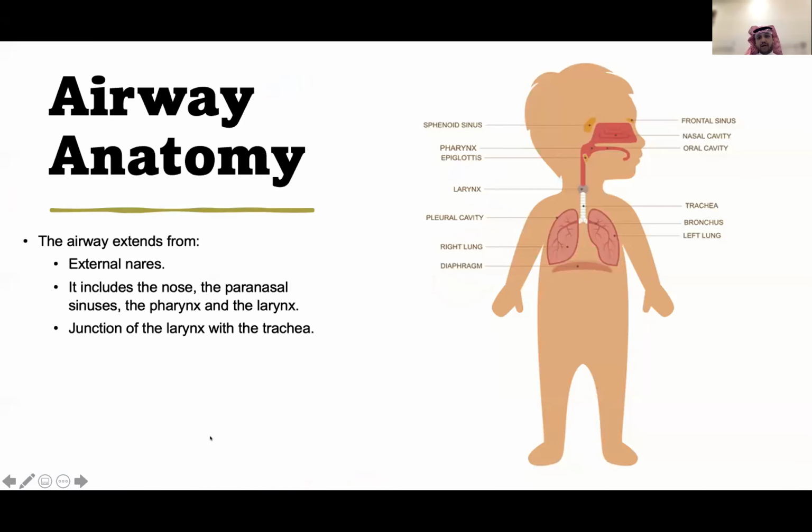So the airway anatomy in kids is simple. Let's talk about it. It starts, as you know, from the nose, from the external nares here, as you see here, which progresses until we reach the trachea. So this is the airway management. That's important in pediatrics, that we need to manage it urgently in emergency and make sure it is secured. So start from external nares.